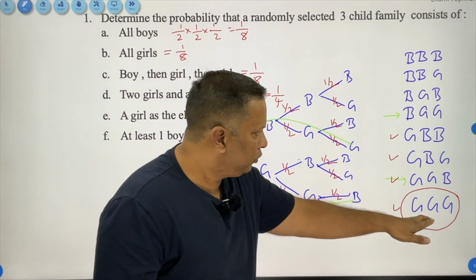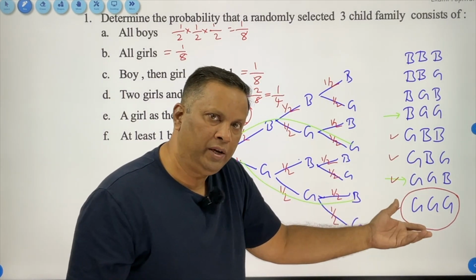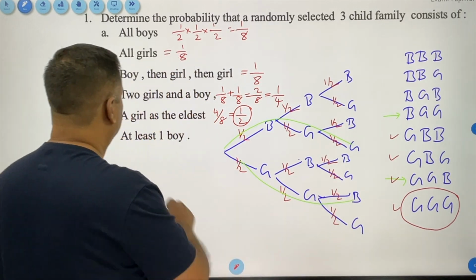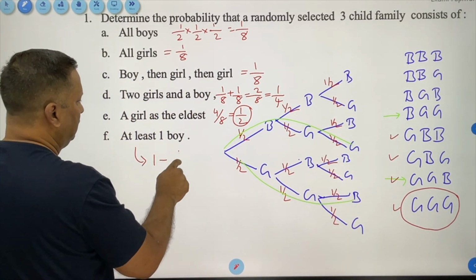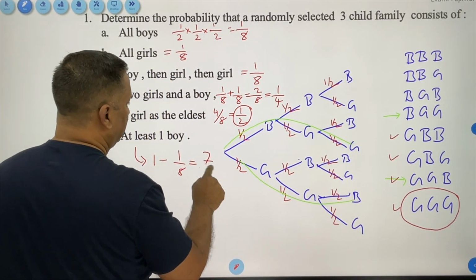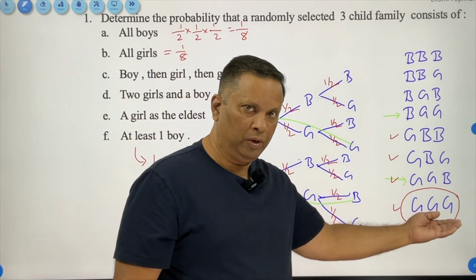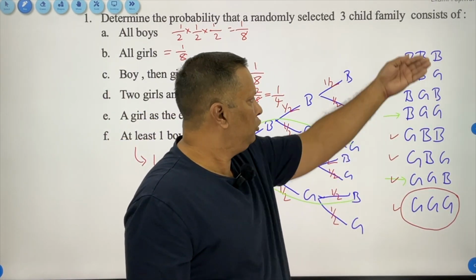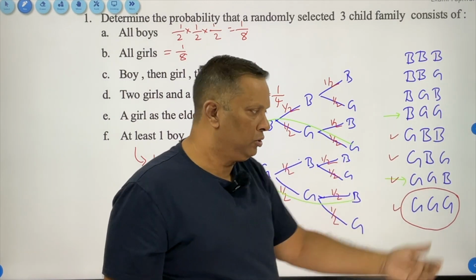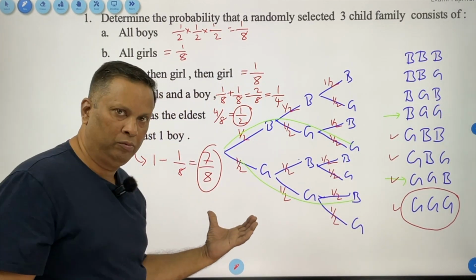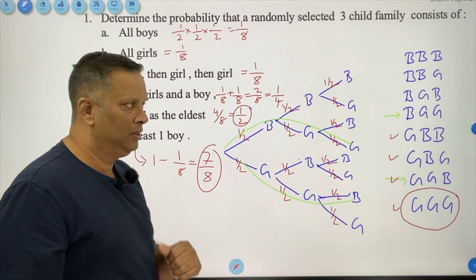So the probability of this was 1 by 8. At least 1 boy is 1 minus 1 by 8, which is 7 by 8. The probability of all girls is 1 upon 8. And everywhere at least you have 1 boy, 2 boys or 3 boys. So that will be 1 minus 1 by 8, which is 7 by 8. Okay. So this is done.